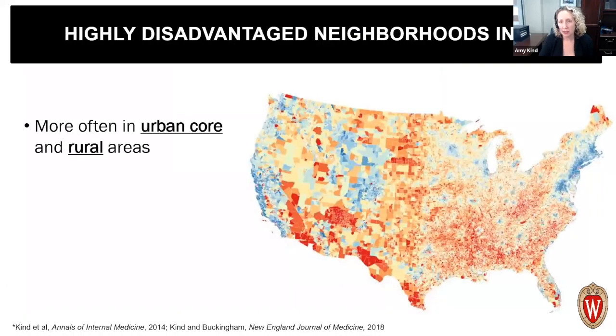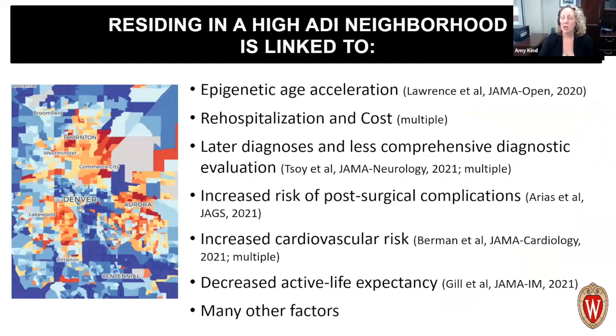But the power here is we can do this for the full United States, every block group, every city, including Puerto Rico and the District of Columbia. When we look at the distribution of highly disadvantaged neighborhoods by ADI in the US, they are more often located within urban city cores, like in Milwaukee, or in these highly rural areas, like we see in the northern part of Wisconsin, as well as in our Native American communities. There have been thousands of papers. I can't list them all that have used the ADI, but just some broad scale brush strokes.